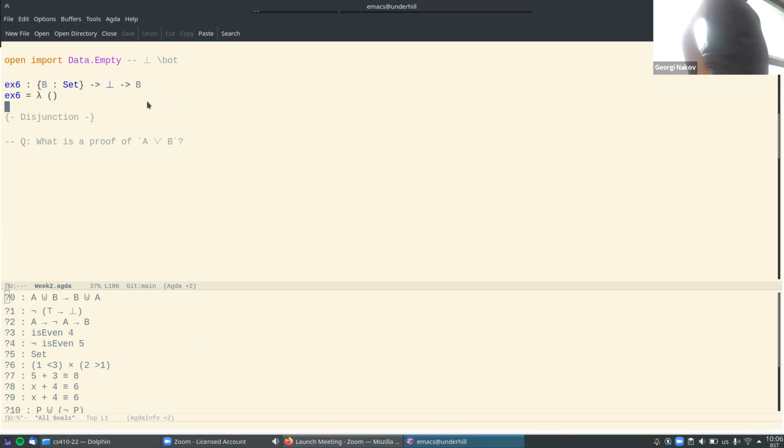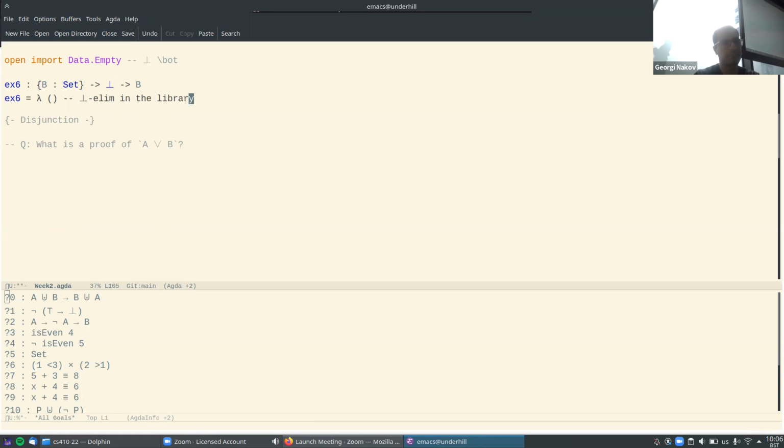But there is a function from the null type to anything. Yeah, I mean, well, that's it. And it has a library name, which is bottom elimination. It goes by various names. I like to call it magic.